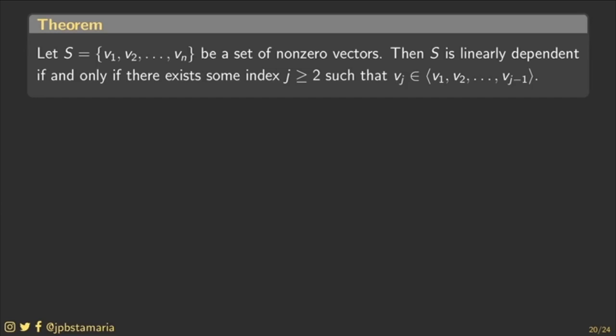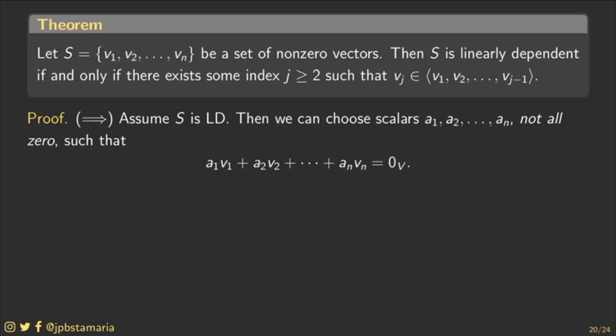And because this is an if and only if statement, if your set is linearly independent, what does that tell you? It tells you that an independent set cannot have a redundant vector. Okay? So let's write a proof of this very important theorem. Because this is an if and only if theorem, there are two parts in the proof. So let's assume that S is linearly dependent. We're going to prove that there is some index j greater than or equal to 2, so that Vj is in the span of the preceding vectors.